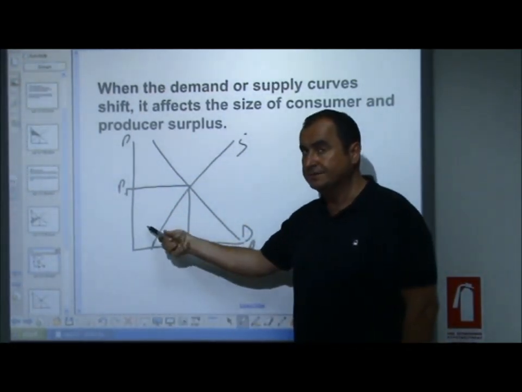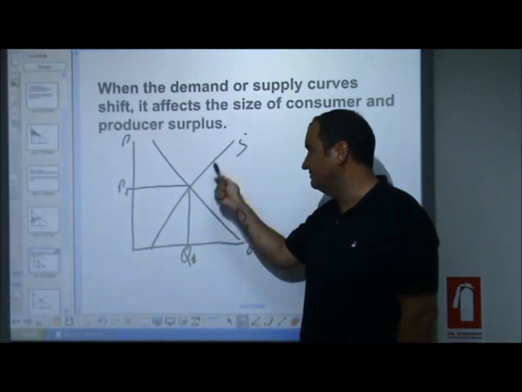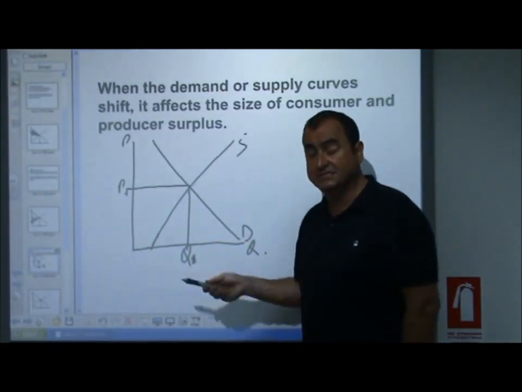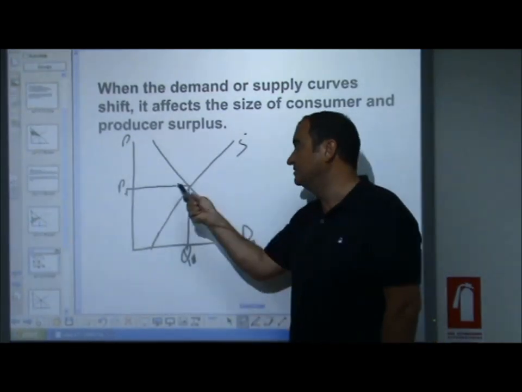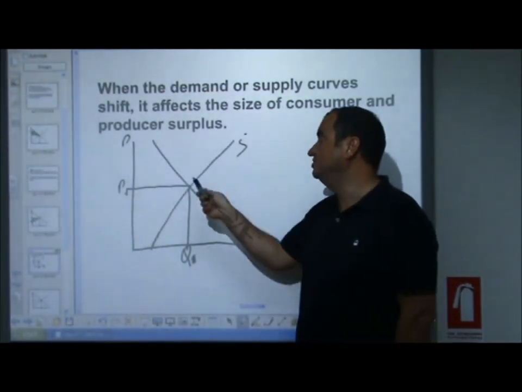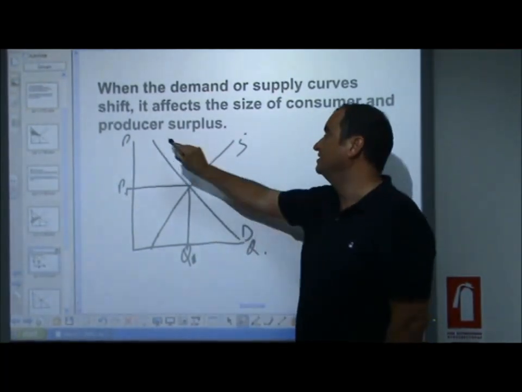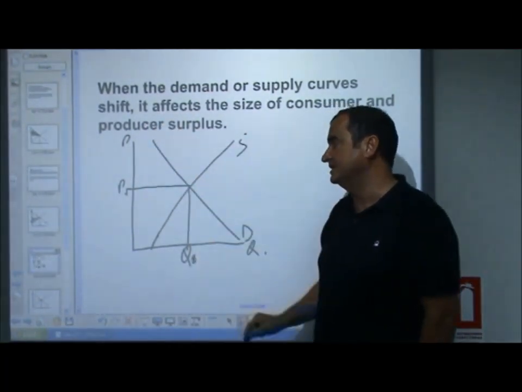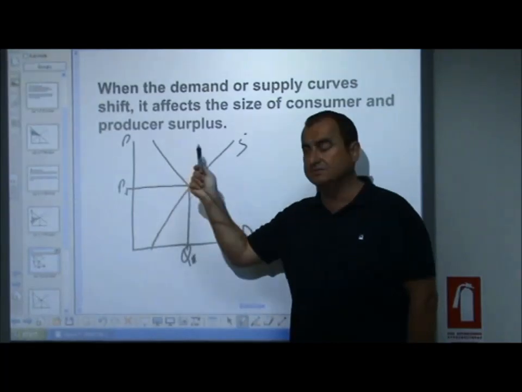Look, the way I've drawn my supply curve, it's not a triangle. It's a bit unusual to have a supply curve cutting the horizontal axis, but it's possible. And so don't think that producer surplus has to be a triangle. Consumer surplus will be a triangle as long as the demand curve meets the price axis. But I can still say this is consumer surplus.